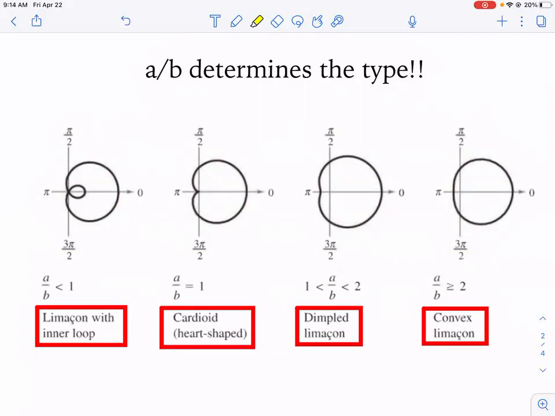And then if A over B is 2 or bigger, we have a convex limaçon. So it basically looks like our ball of Play-Doh sat on a table for a little bit and it got a little bit smushed. Write down what you need to. No, it's like a ball of Play-Doh that sat on the table for a little bit. What? A red blood cell.